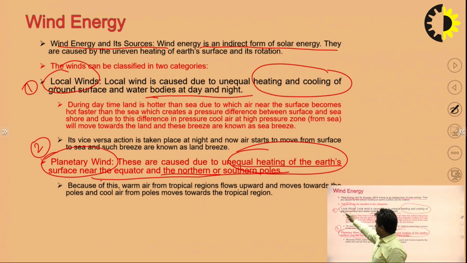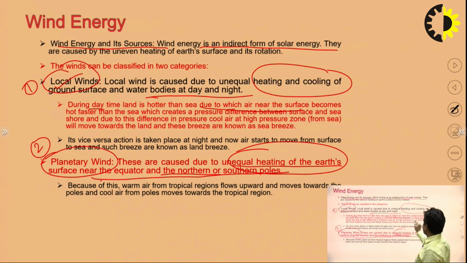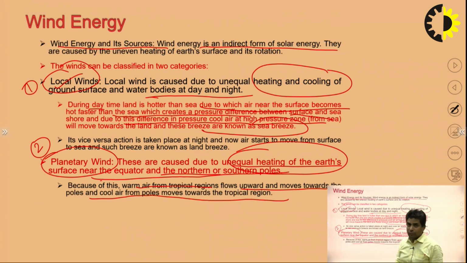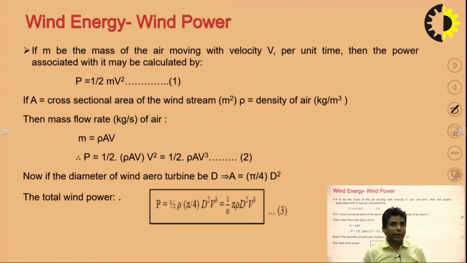In local winds, during the daytime land is hotter than the sea, so the surface becomes hot faster than the sea, which creates a pressure difference between the surface and the shore. Due to this pressure difference, air flows from the cool zone to the high temperature zone, and this is known as a sea breeze. Because of this, air from the tropical region flows upward and moves towards the poles, and cool air from the poles moves towards the tropical region. So these two types of energy are available.